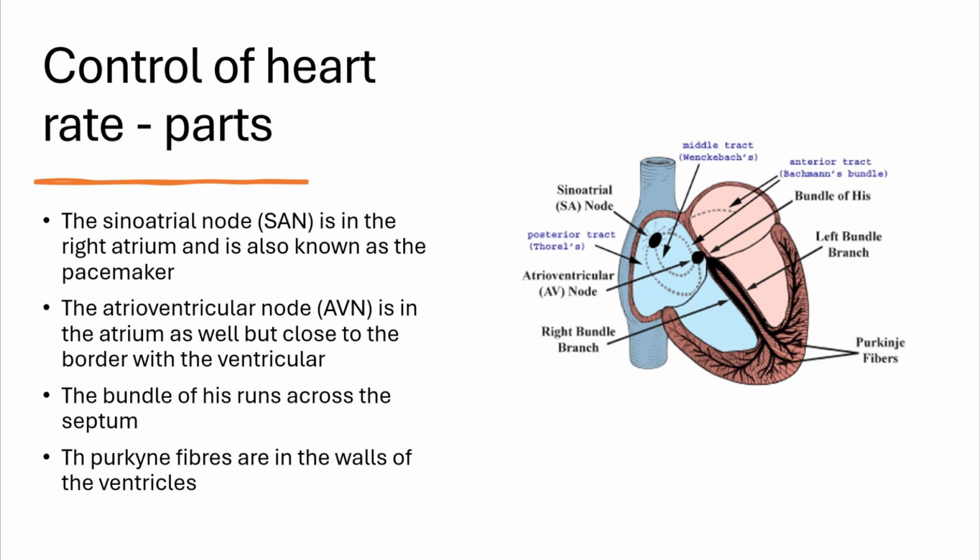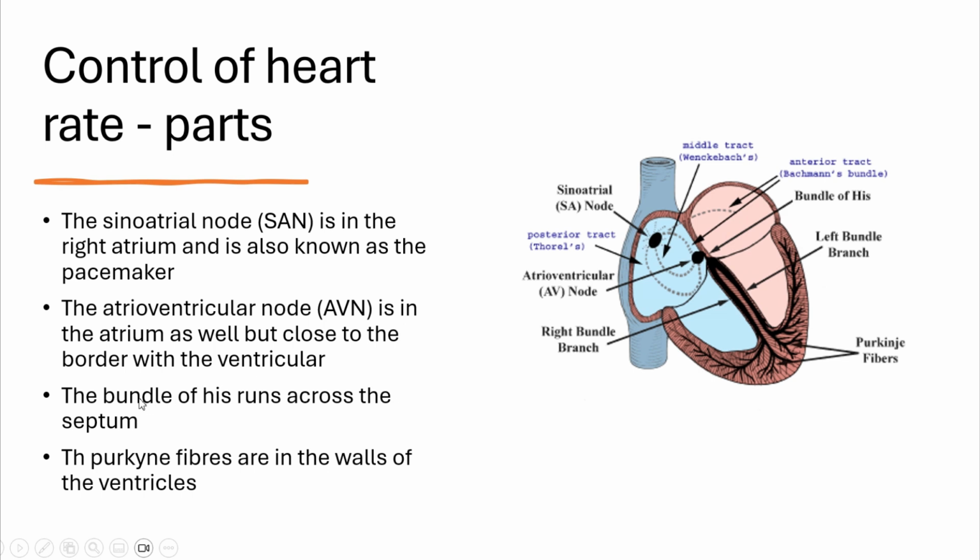The atrioventricular node, the AVN, is in the right atrium as well, but close to the border with the ventricle. As you see, the AV node here is next to the ventricle, next to the little border between them, whereas the SAN is over here, that's the pacemaker.